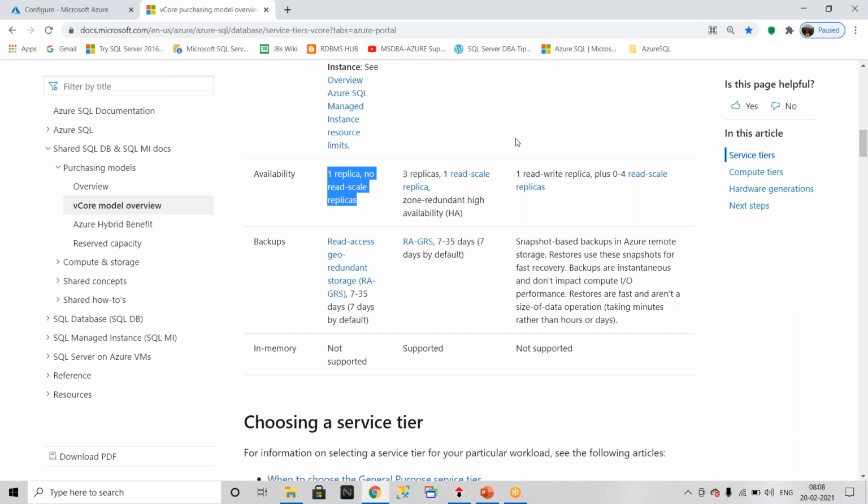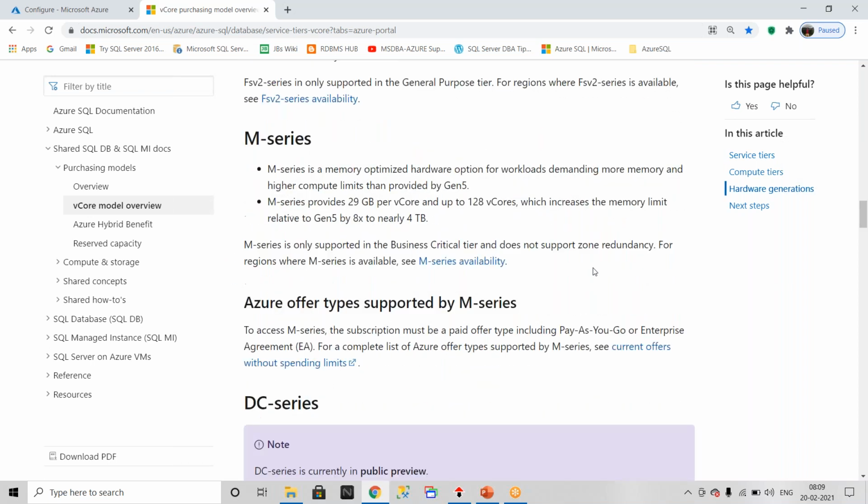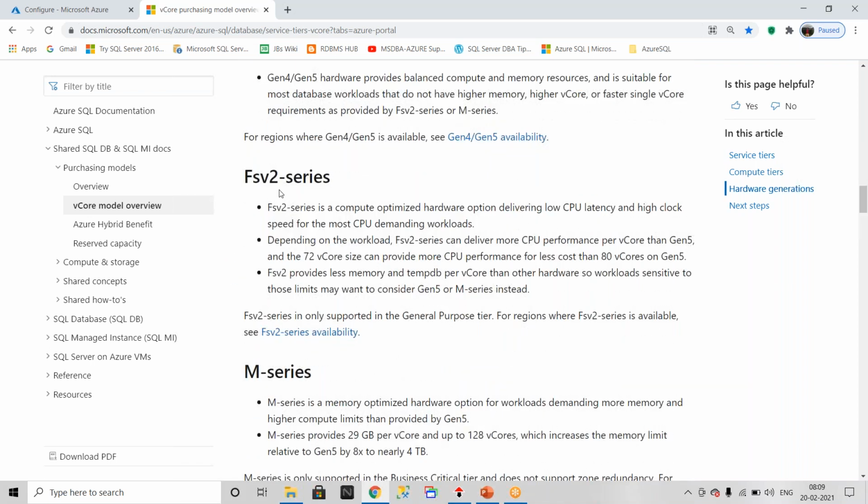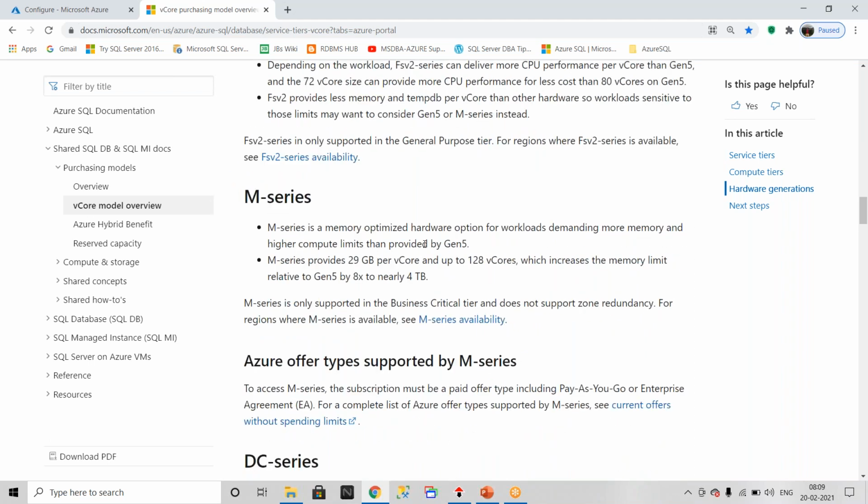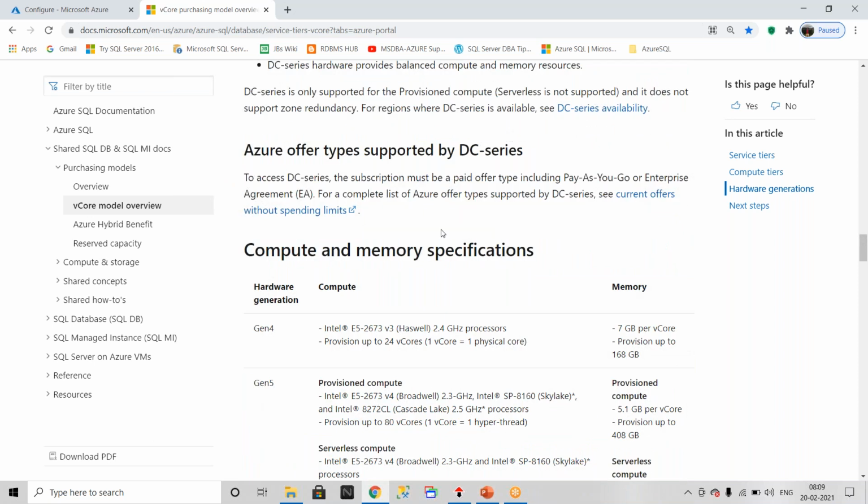Okay, clear? In-memory OLTP is not compatible in general purpose, not compatible in hyperscale. It is only compatible in business critical. Just refer to this article, you will get complete information. What are the hardware configurations: FSv2 series, M series, DC series. Latest docs, sir.